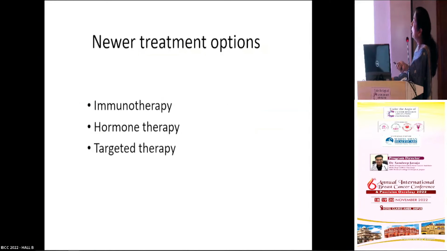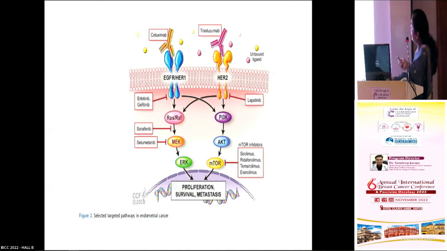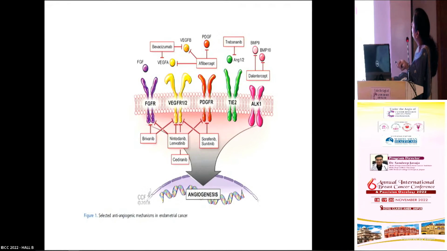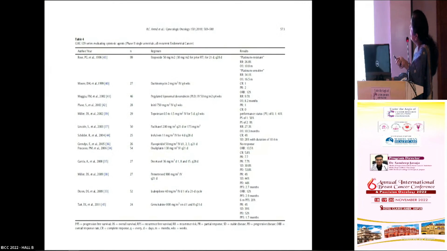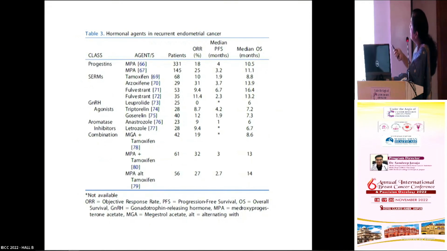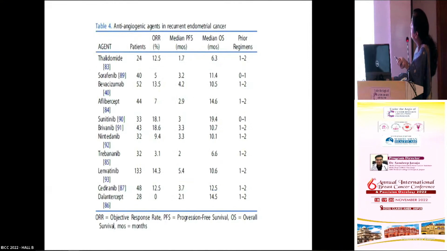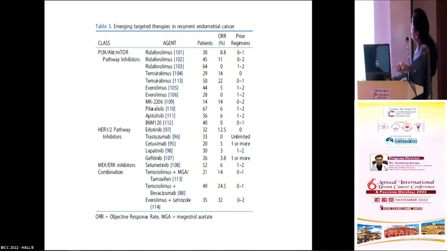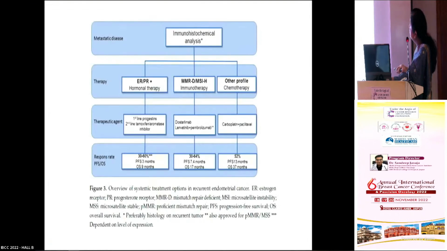Now, newer treatment options are immunotherapy, hormone therapy, and targeted therapy. Various selected targeted pathways are being used. Trastuzumab was used but not yet approved. Selected anti-angiogenic mechanisms were studied, and even bevacizumab was used in some trials but not yet approved. These are the various cytotoxic agents. These are the hormonal agents which were studied in various studies, and anti-angiogenic agents which were studied. These are the emerging targeted therapies. Temsirolimus was used, but again, it is not yet approved.